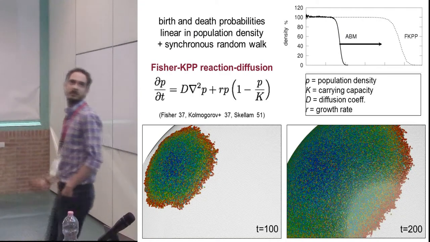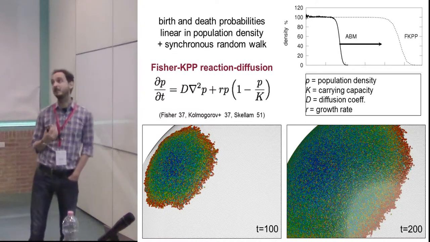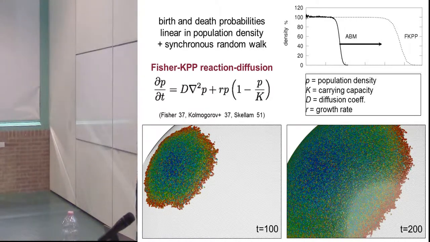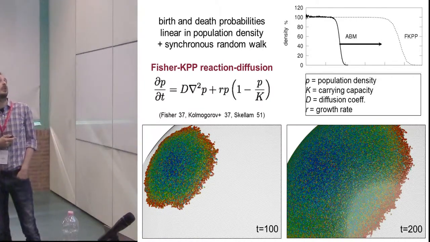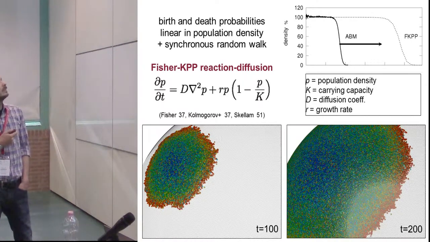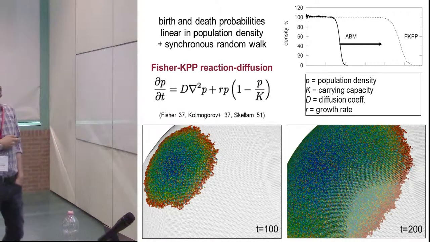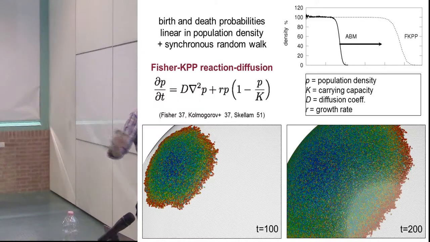So in the most simple case possible, we choose birth and death probabilities that are linear in population density, and this coupled with a synchronous random walk means that on large scale, we have a system that behaves like a Fisher-Kolmogorov reaction diffusion equation. That describes the evolution of population density in terms of a diffusion coefficient, a growth rate, and the carrying capacity, and gives rise to traveling population waves. That is what we would like to see.